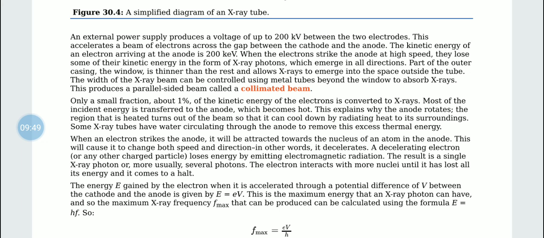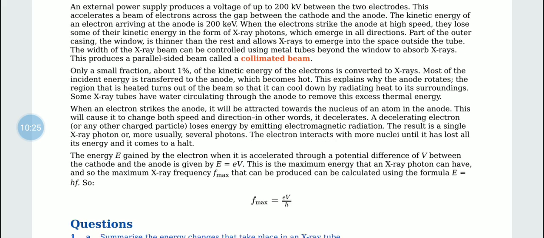Then remember that in the earlier situations we spoke about a single electron. Don't confuse that with this. In X-rays, several photons are usually produced when an electron bombards a hard metal surface. The electron will interact with many more nuclei until all of its energy is lost and it comes to a halt.